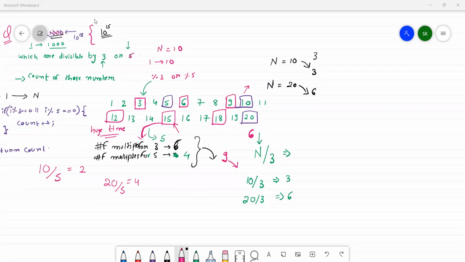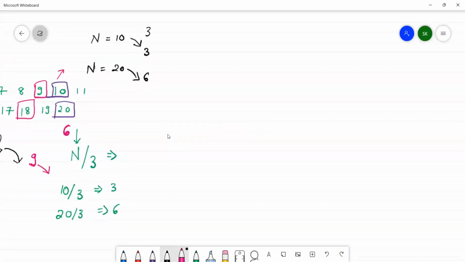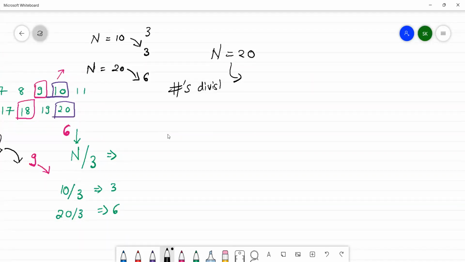Divided by 3 is giving correct results. Vishnu, just listen to me for a minute. Let's suppose you got the number as 20. You need to find out the numbers divisible by 3 or 5, correct? Yes. What will you do?